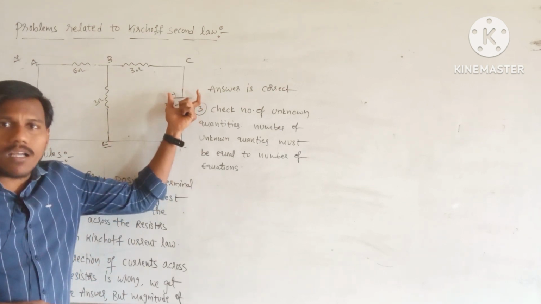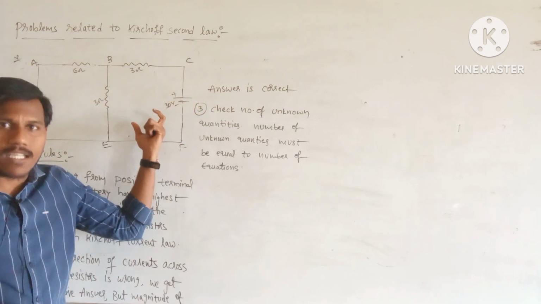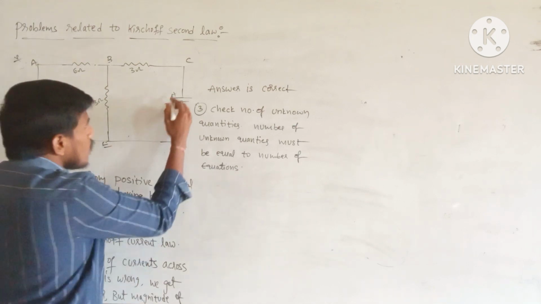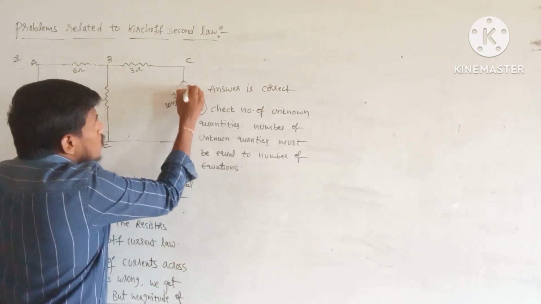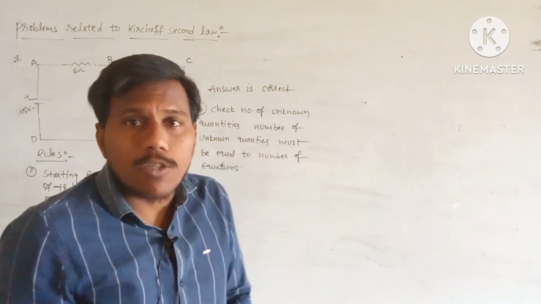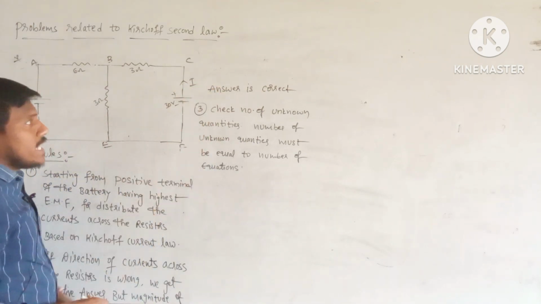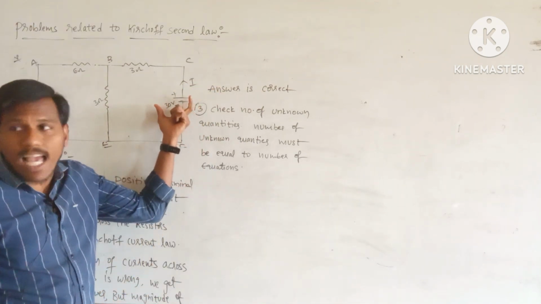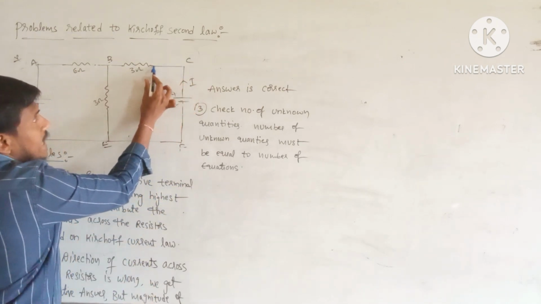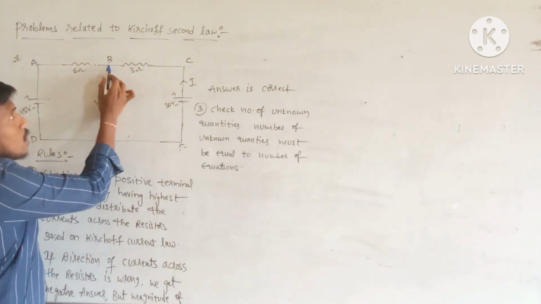From this cell, I will start to distribute the currents across the resistors based on Kirchhoff's current law. You already know current always flows from the positive terminal of the cell to the negative terminal. I start distributing the currents from this cell because it has the highest EMF. Now the current should be going like this. This current I should pass through the 3 ohm resistor.